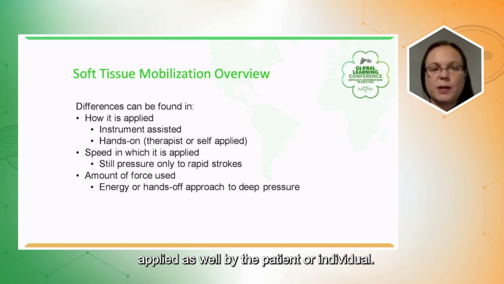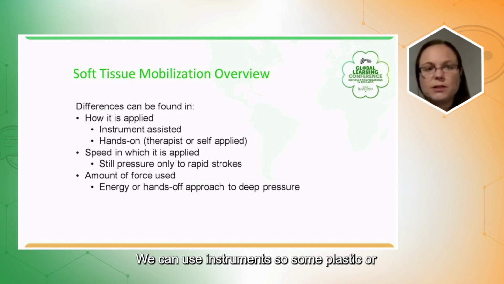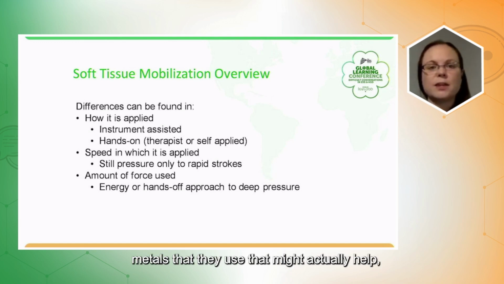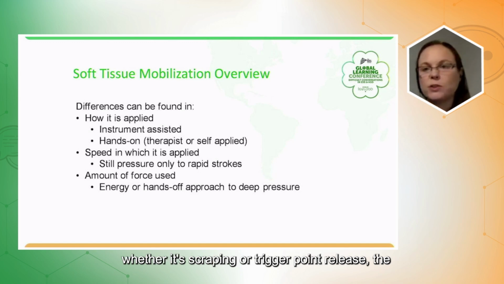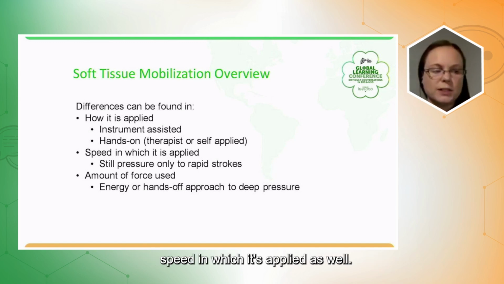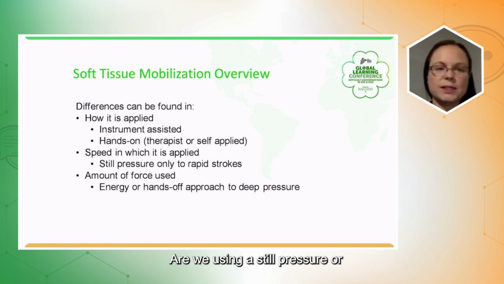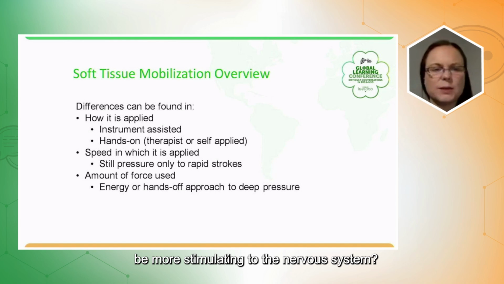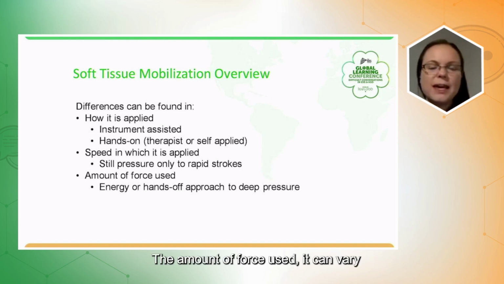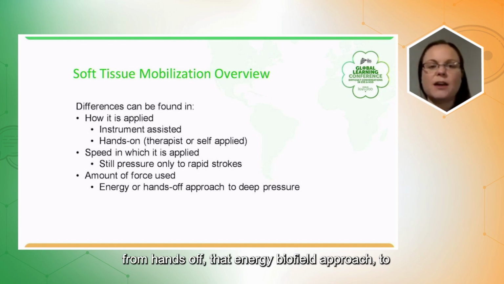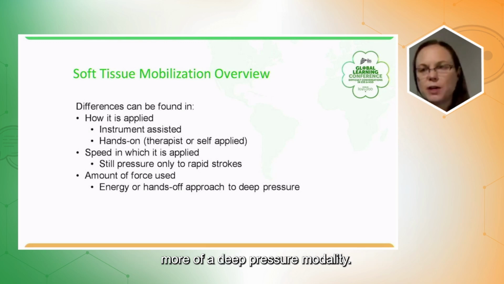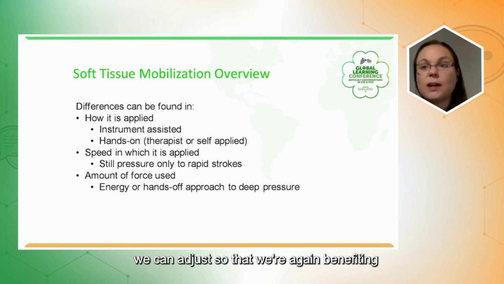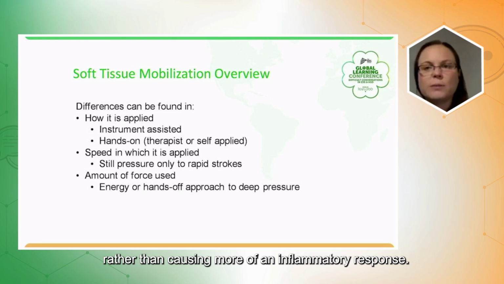So how it's applied, it can be hands-on, whether it's the therapists themselves or self-applied as well, by the patient or individual. We can use instruments, so some plastic or metals that they use that might actually help, whether it's scraping or trigger point release, the speed in which it's applied as well. Are we using a still pressure or are we using rapid strokes, which might be more stimulating to the nervous system? The amount of force used. It can vary from hands-off, that energy biofield approach, to more of a deep pressure modality. So again, a lot of different options out there to consider. We can adjust so that we're, again, benefiting rather than causing more of an inflammatory response.